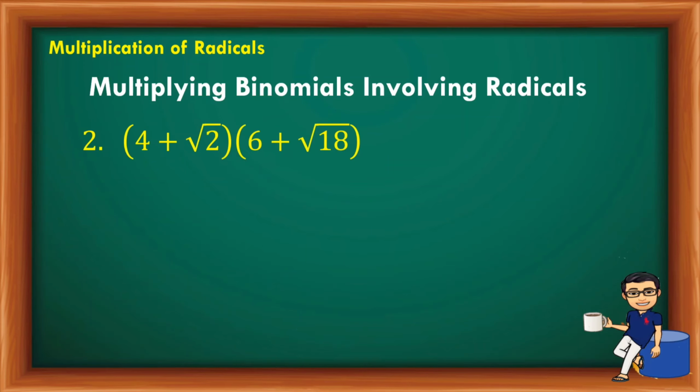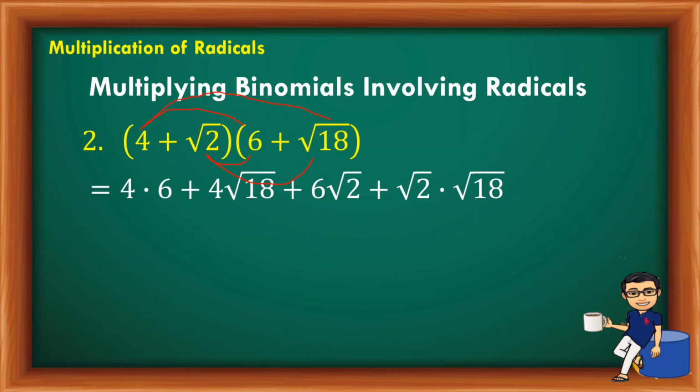Let's have another one. How about quantity 4 plus square root of 2 times quantity 6 plus square root of 18. Same process tayo. Lagyan natin ng mark. 4 times 6. Then 4 times the square root of 18. Then the square root of 2 times 6, and square root of 2 times square root of 18. Ito yan, sana nasundan natin. 4 times 6, ito yon. 4 times 18, ito yon. 6 times square root of 2, inuna ko na yung 6 ha. Then square root of 2 times square root of 18.